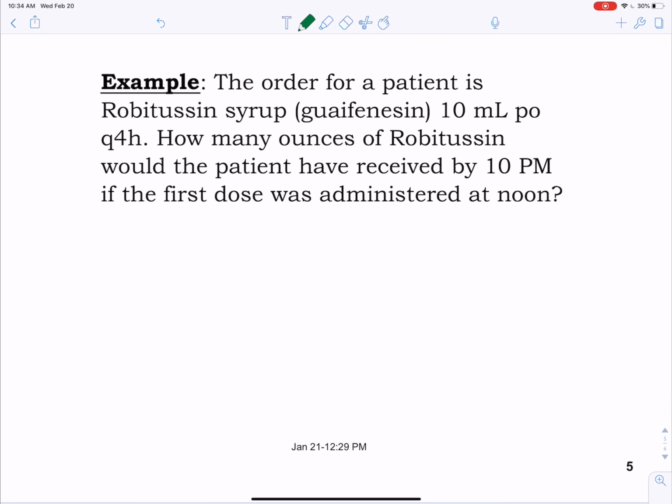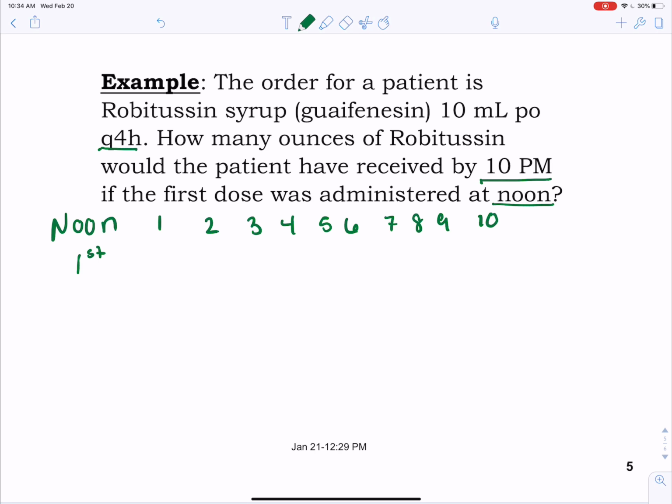We have another example to look at. It says the order for a patient is Robitussin syrup, 10 milliliters by mouth every 4 hours. How many ounces of Robitussin would the patient have received by 10 p.m. if the first dose was administered at noon? So I'm going to have to be careful here with our 10 p.m. and our noon and our every 4 hours. So our patient got their first dose at noon. And I'm going to list out my 1 p.m., 2 p.m., 3 p.m., all the way down to 10 p.m. to figure out how many doses they should get.